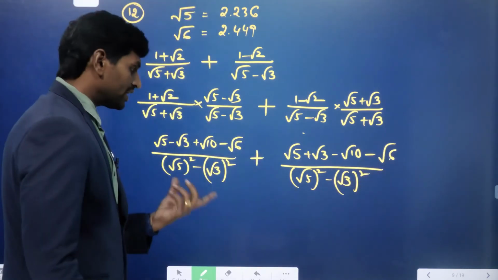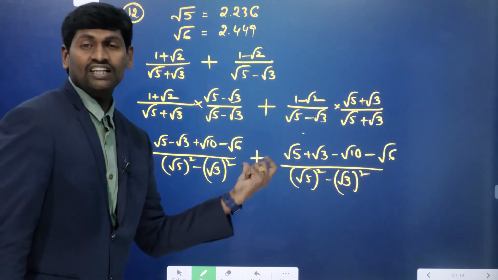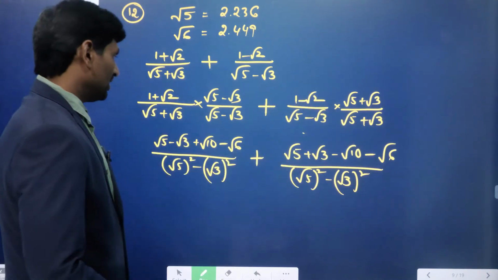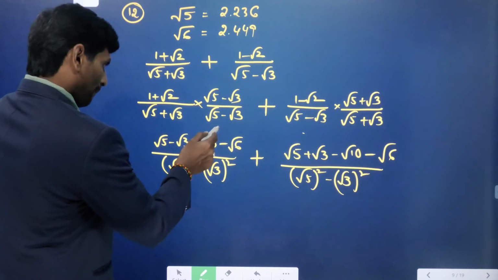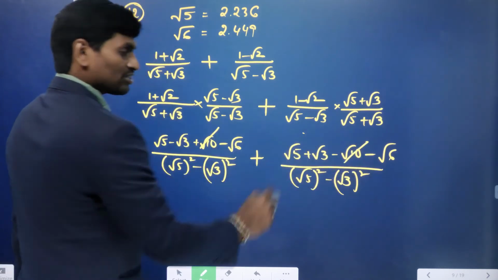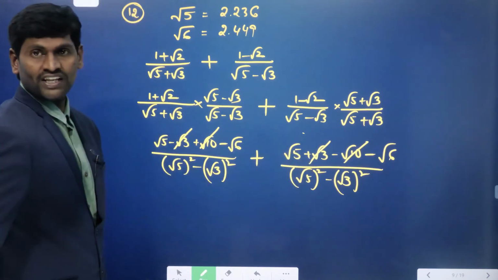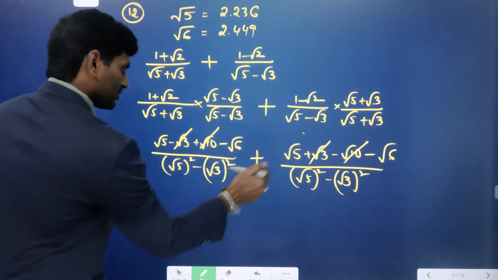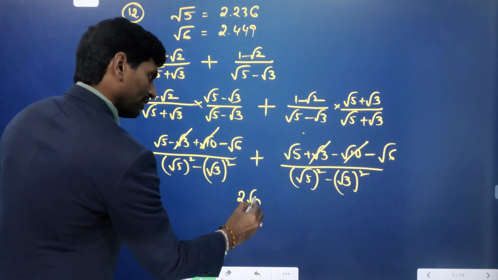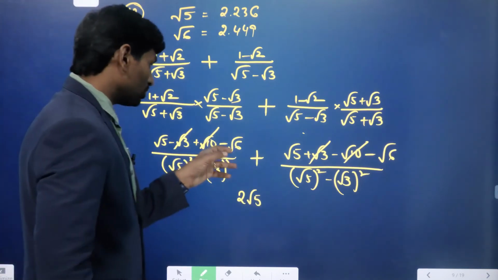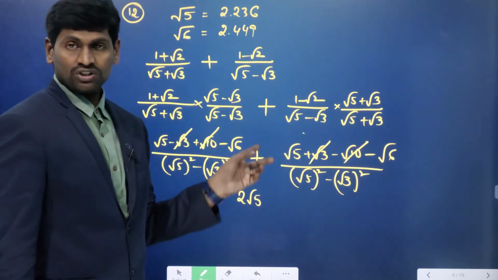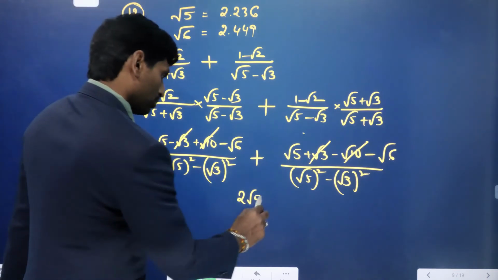Now observe the denominators. Denominators are same. Directly we can add the numerators. That means plus root 10 minus root 10 cancel. Minus root 3 plus root 3 cancel. What is remaining here? Root 5 plus root 5 is 2 root 5. Same way, root 6 and root 6, both are negative, so minus 2 root 6.